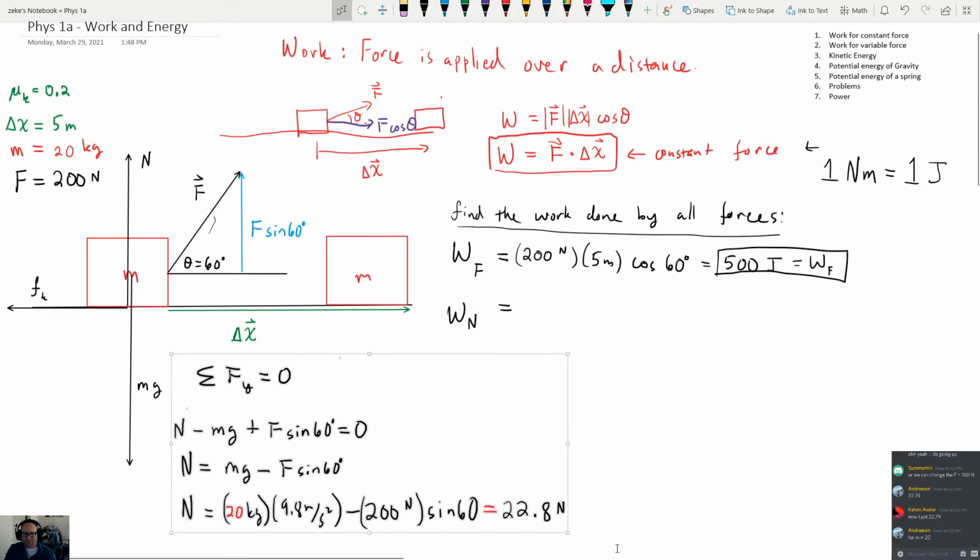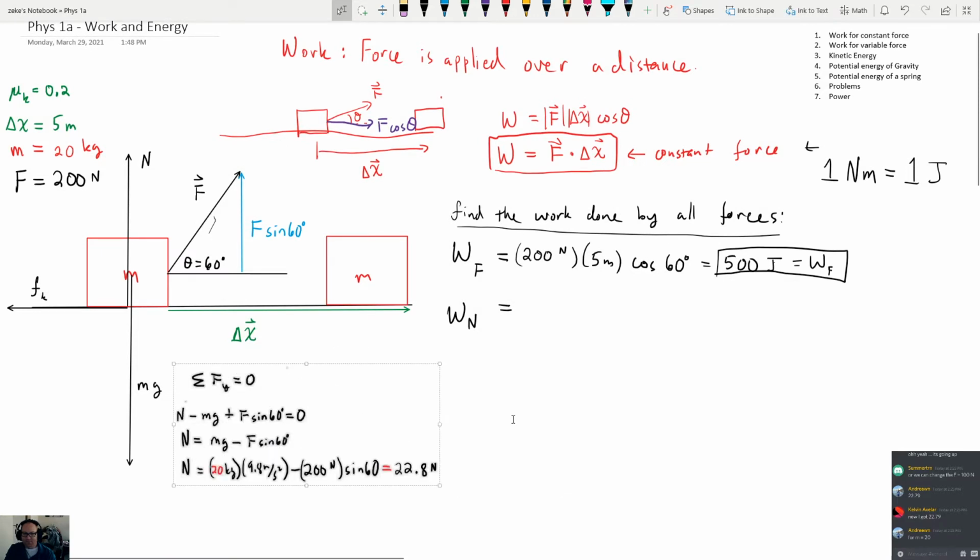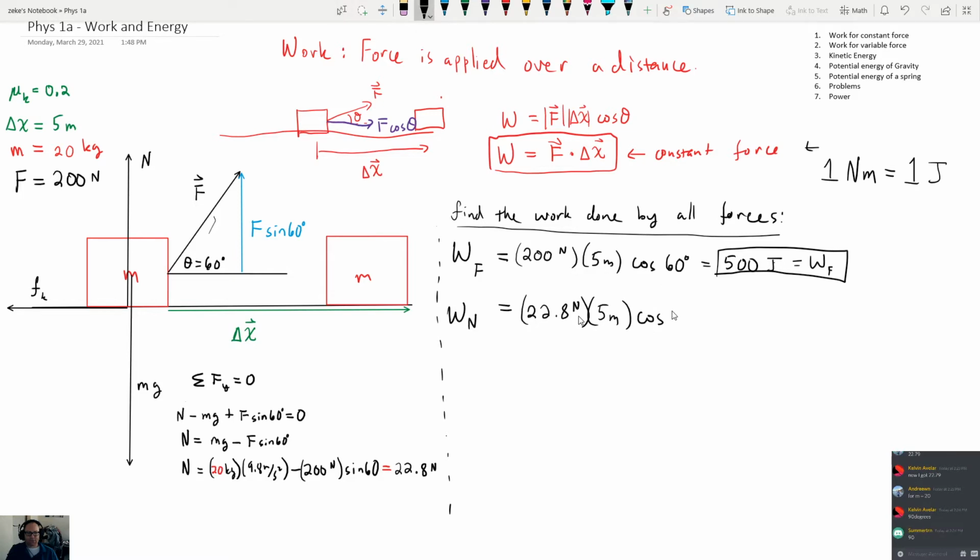Okay, coming back to find the work done by that force then. Let's shift this stuff over and make it a little bit smaller. To find the work done by that force, we just take the size of the force, 22.8, and multiply by the distance that the object moves, or the displacement, which is 5 meters. And now I need to multiply by the cosine of the angle between the displacement vector and the normal vector. What's that angle going to be? Yep. And cosine 90 is 0, so the answer is 0. So the work done by the normal force is 0 joules.